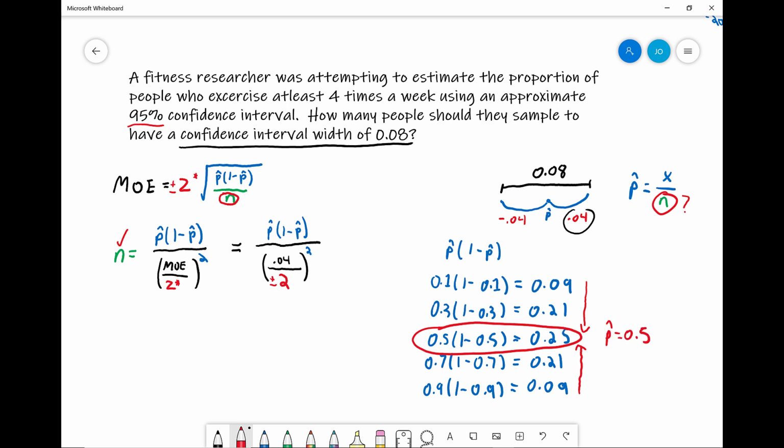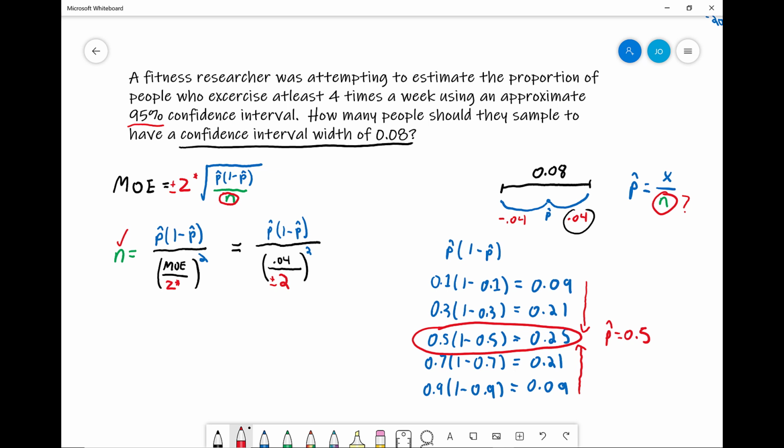Why is that important? Well, what this is going to allow us to do is if we use 0.5 as p hat, regardless of what our sample proportion actually turns out to be, whether it turns out to be 0.1, whether it turns out to be 0.9, if our p hat is 0.5, we are going to guarantee that our margin of error is at most 4% or 0.04. Whatever value of p hat we have, we're going to be able to at least have a margin of error of 0.04. It very well may be lower, but it's never going to be bigger than 0.04.